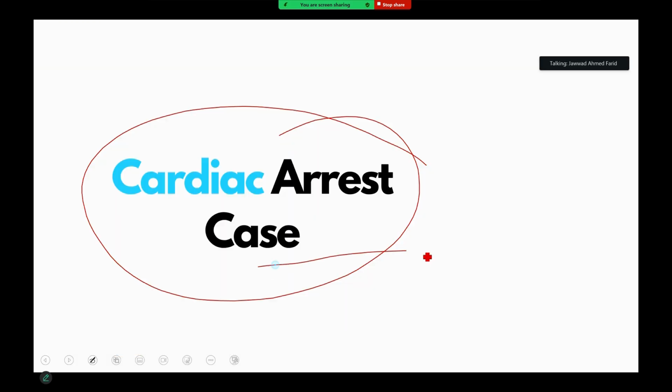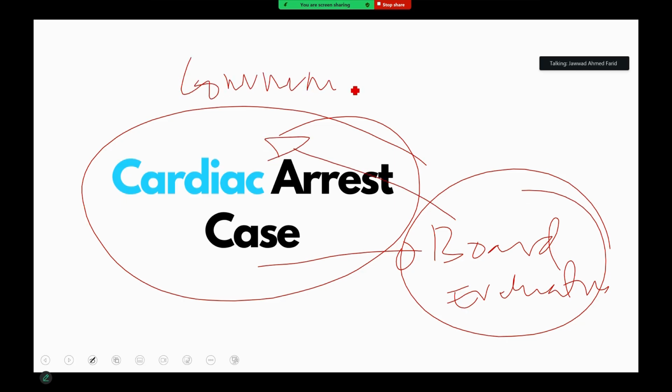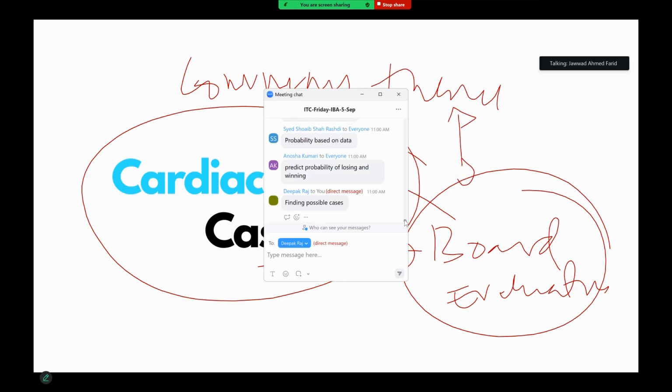So to do this, to get to this specific point in time, what do you need to do? How is this different from board eval? Or what is the common theme between this example and the board evaluation case? Probability of losing and winning was what? Was the signal. We find the signal. The signal for us in board eval was predicting probability of losing and winning.